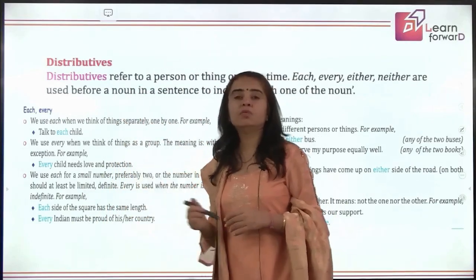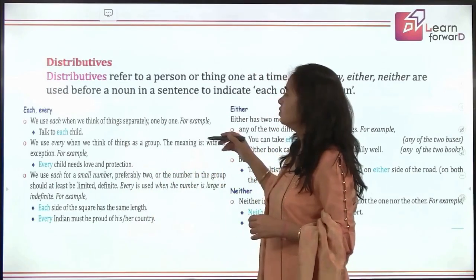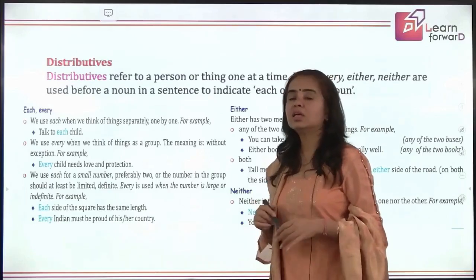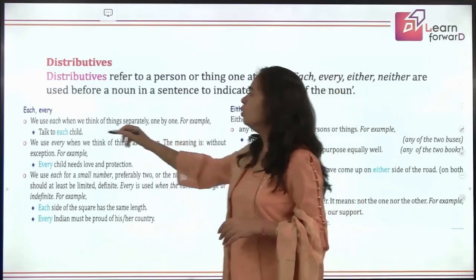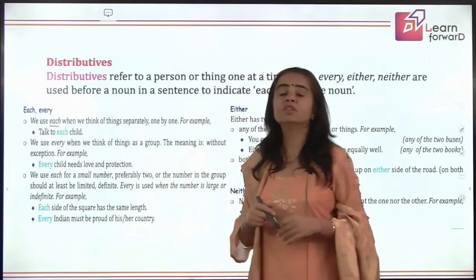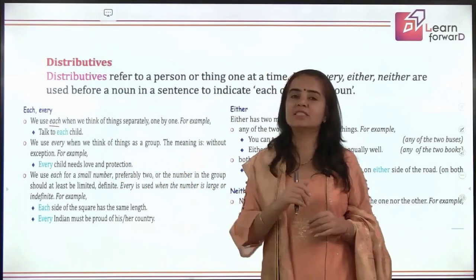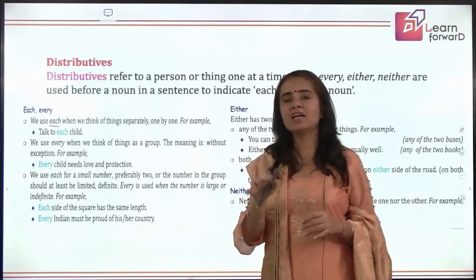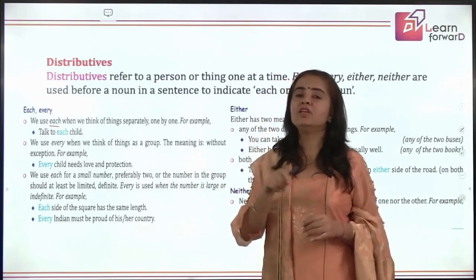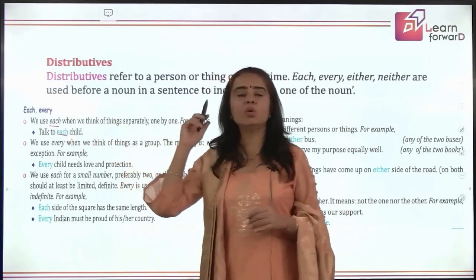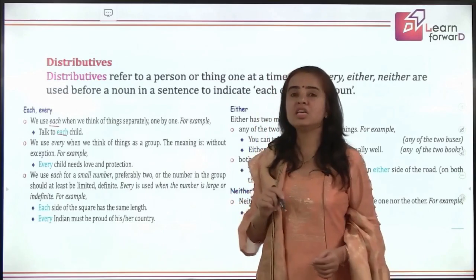This is the meaning of distributives. So what are the words that are used as distributives? We have each, every, either, neither. These are the distributives. So when do we use each, every? We use each when we think of things separately. Like just now I said, I want each notebook on my table. That means the entire class, but still from each individual student, right? So talk to each child. That means without exception, we have to talk to each one of you.